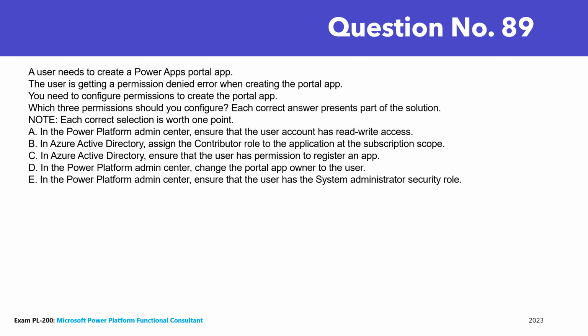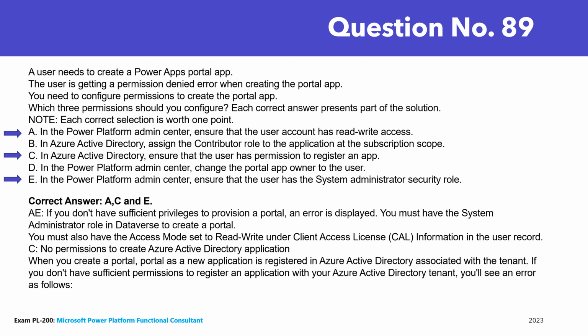A. In the Power Platform Admin Center, ensure that the user account has read-write access. B. In Azure Active Directory, assign the contributor role to the application at the subscription scope. C. In Azure Active Directory, ensure that the user has permission to register an app. D. In the Power Platform Admin Center, change the portal app owner to the user. E. In the Power Platform Admin Center, ensure that the user has the system administrator security role. Correct answer: A, C and D.